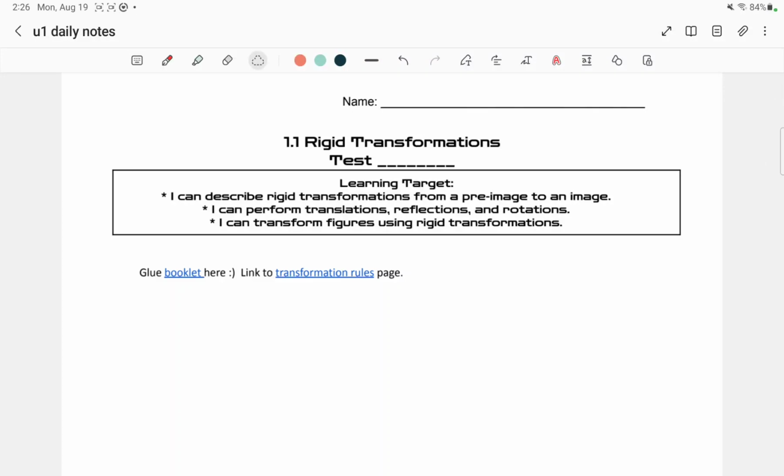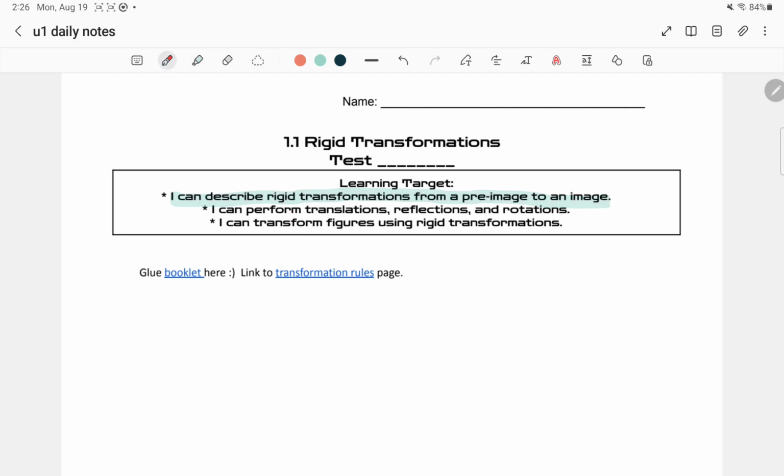Students, this is the video for lesson 1.1, rigid transformations. Okay, so let's start with the learning target so we know what we're talking about. I can describe rigid transformations from a pre-image to an image.